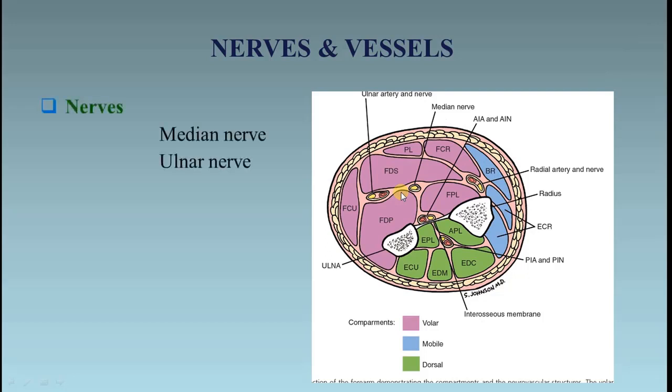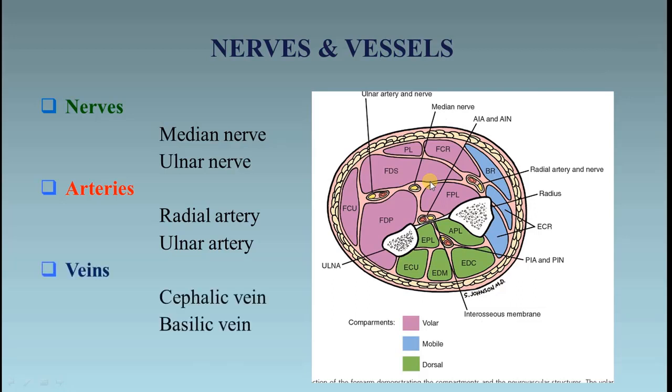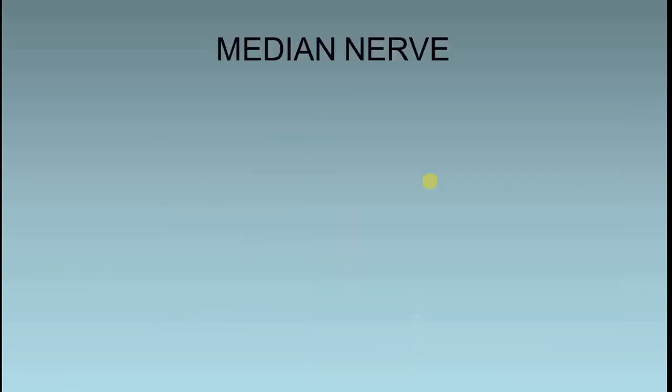So the nerves present in this compartment are the median nerve and the ulnar nerve, and the arteries are the radial artery and the ulnar artery. Okay, so that is going to be the radial artery and ulnar artery with the median nerve here and the ulnar nerve. Radial nerve does not supply any structures in the flexor compartment. Veins superficially situated are the cephalic vein and the basilic vein.